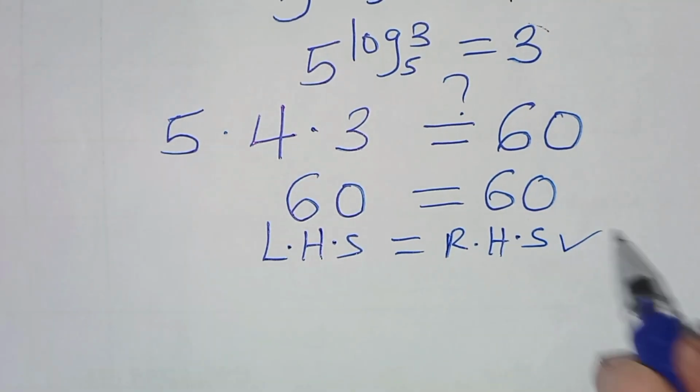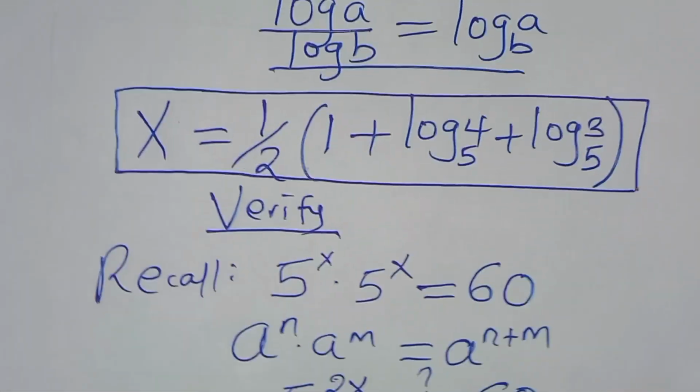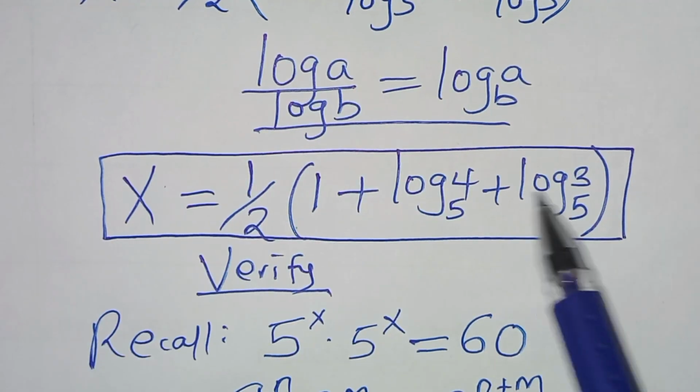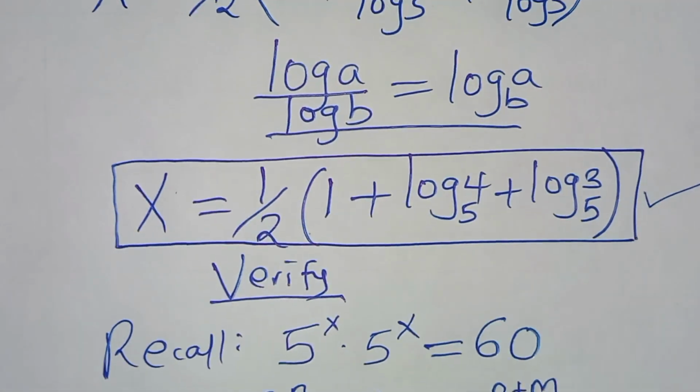And this implies that the value of x, which is basically a half into the parentheses 1 plus log 4 to base 5 plus log 3 to base 5, actually satisfies the equation.